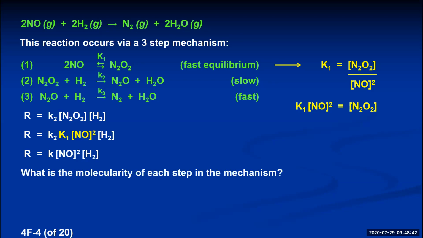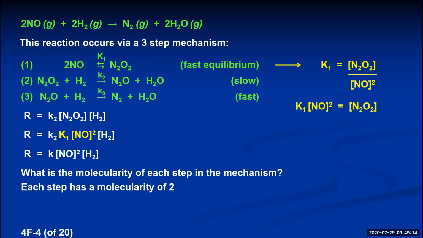If I ask you what is the molecularity of each step in the mechanism, remember what that means. That's the number of molecules that are colliding in the particular step. So in step 1, we have 2 NO molecules that are colliding. Its molecularity is 2. The second step, we have an N2O2 colliding with an H2. That's 2 molecules. Molecularity is 2. In the third step, molecularity is 2 as well. An N2O is colliding with an H2. So in this particular mechanism, we could describe the molecularity of each step.